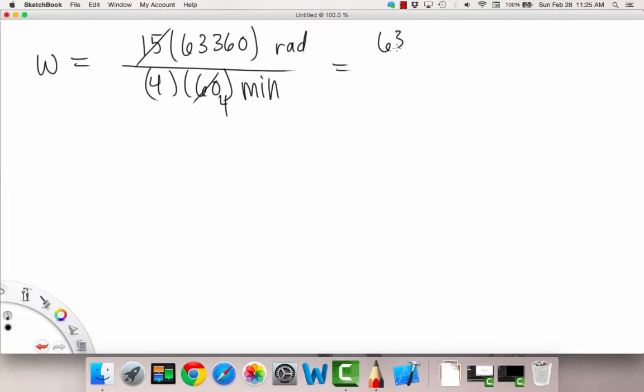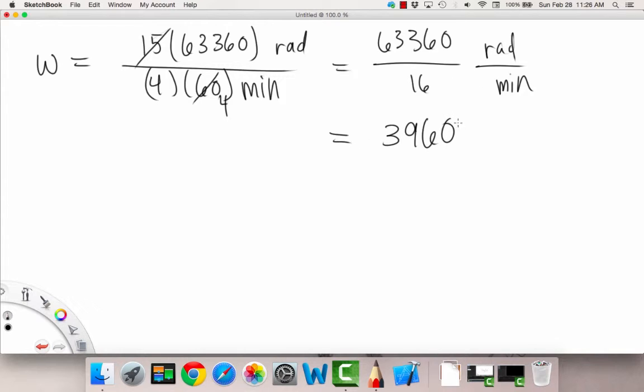So this is equal to 63,360 over 16 radians per minute. And if you were to divide this, and it actually does divide evenly, which is kind of surprising, 3,960 would be our angular velocity in radians per minute.